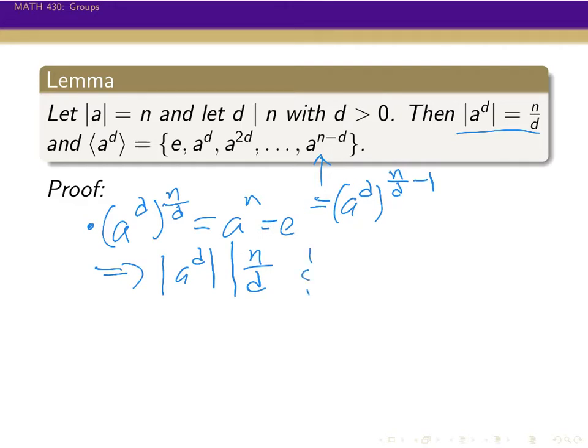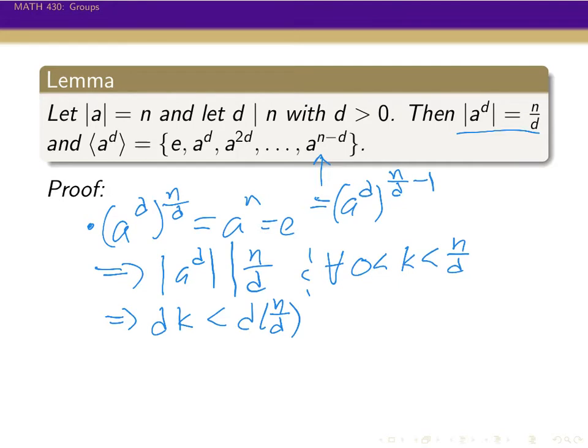And if I take any k that's less than n over d, well then d times k is less than d times n over d, because k is less than n over d, which is equal to n. So d times k is less than the order of a, and so that means that a to the dk is not equal to the identity. So n over d is the smallest.